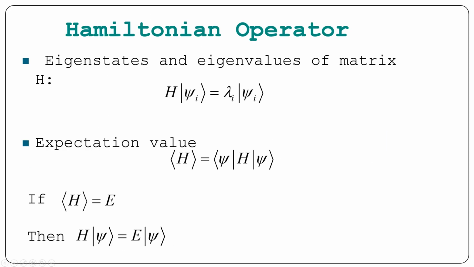The equation that describes the relationship between the Hamiltonian and its eigenstate and eigenvalue is given by H ket psi sub i equals lambda sub i ket psi sub i. The eigenvalues lambda sub i represent the possible energy levels of the system, and the eigenstates ket psi sub i are the states corresponding to these energy levels. In the context of quantum measurement, the energy of the system described by the quantum state ket psi sub i will be the eigenvalue lambda sub i.